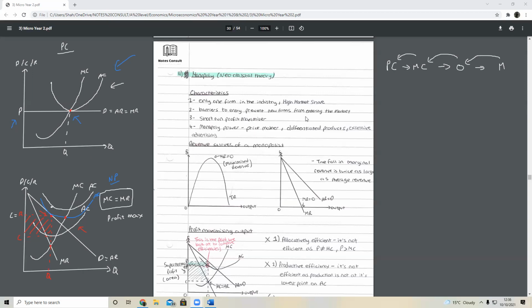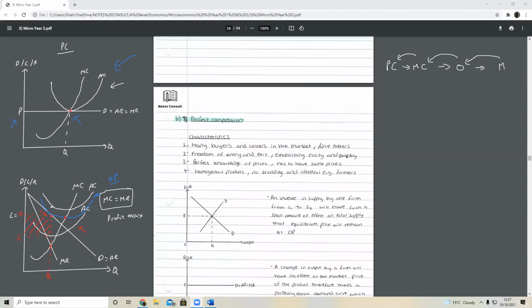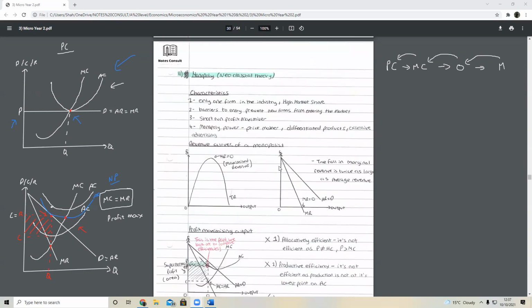Barriers to entry prevent new firms from entering the market, so it has very high barriers to entry and very high barriers to exit. It's a short run profit maximizer, or just a profit maximizer, really. It produces where MC is equal to MR. That's the profit maximizing condition, never forget it. And it has monopoly power, which means that it can be a price maker, and it has differentiated products. Can you see how it's completely differing from the characteristics we saw with perfect competition? It's completely the opposite, isn't it? It will have imperfect knowledge as well.